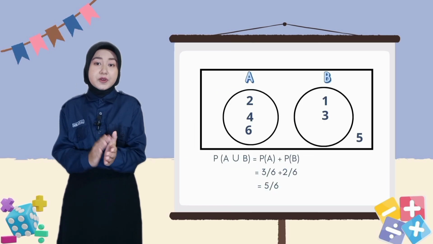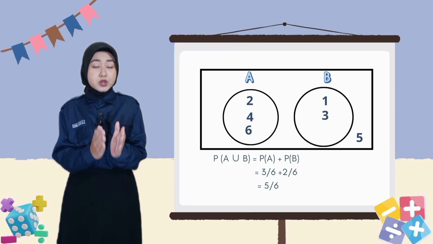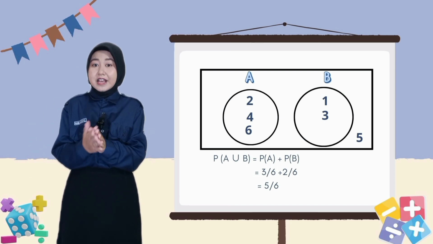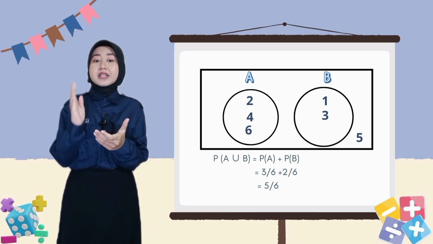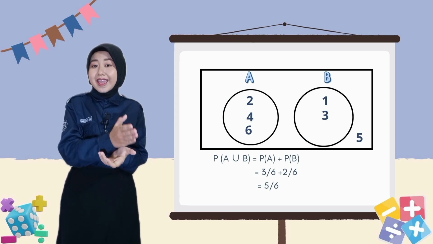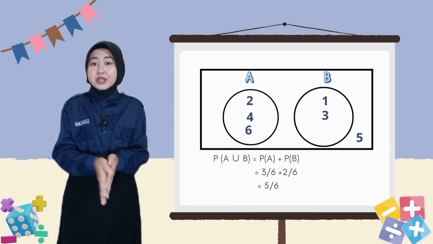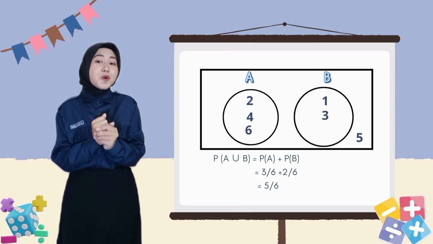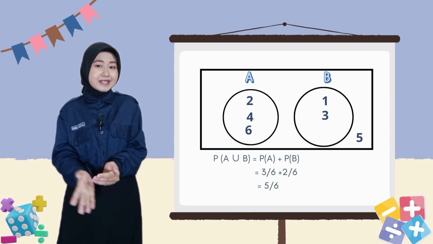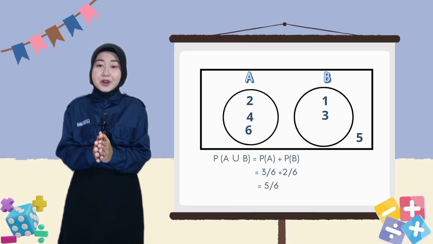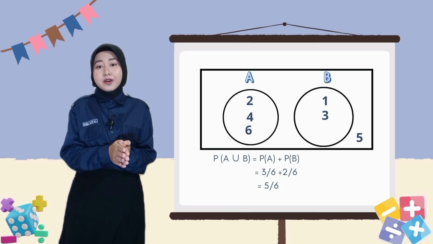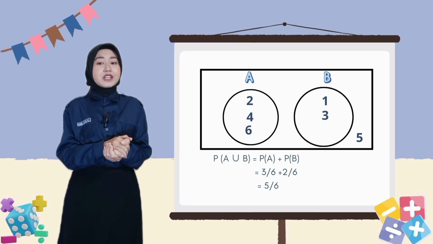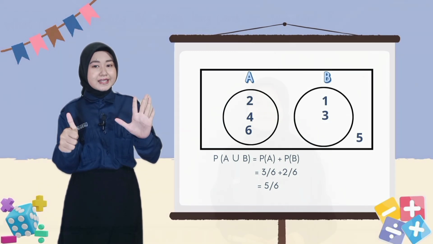This is the Venn diagram of this mutually exclusive case, where A and B are disjoint sets. So the probability of A union B is equal to PA plus PB, so 3 over 6 plus 2 over 6. So we get 5 over 6. So the probability of an even number or an odd number less than 5 is equal to 5 over 6.